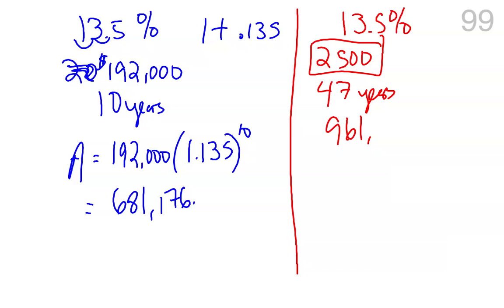961,000. 961,048. Point what? Don't want to lose that 93 cents. Now, how did it get so big? How did it turn from $2,500 to just about $1 million? The reason is because this particular function, if we look at it here, A equals P times 1 point whatever to the x or t, is an exponential function.